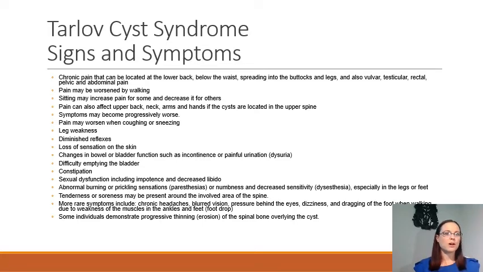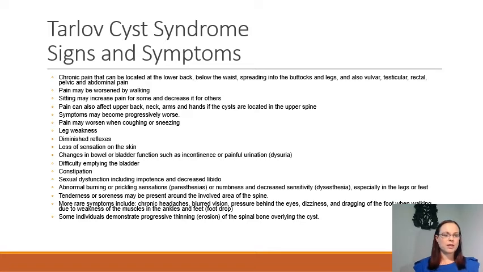Pain can worsen when coughing or sneezing, leg weakness, diminished reflexes, loss of sensation on the skin, changes in bowel or bladder function, difficulty emptying the bladder, constipation, sexual dysfunction, abnormal burning or prickling sensations, or numbness and decreased sensitivity in the legs or feet, tenderness or soreness around the involved area where the cysts are in the spine. They could potentially have chronic headaches, blurred vision. Again, it depends on where these cysts are.